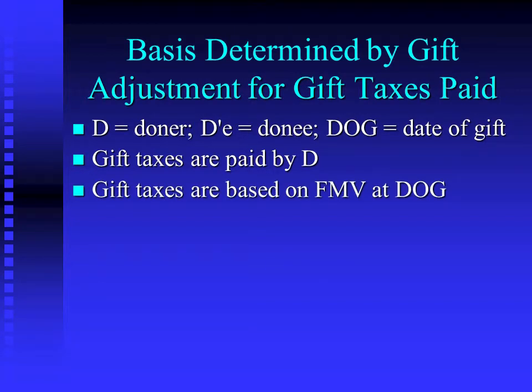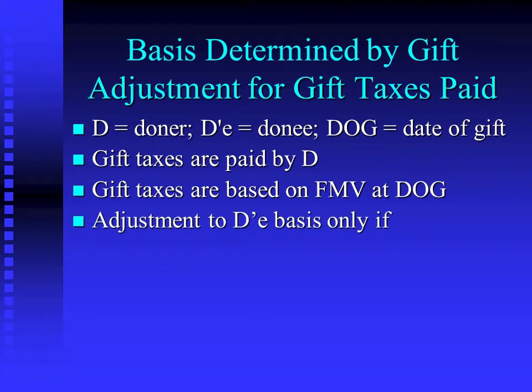So remember, gift taxes are always based on fair market value at date of gift. The gift tax rules don't ask you whether it's gone up in value or down in value. They simply say, what's its fair market value? How much have you given prior to this? Are you over your exclusion? If you're over your exclusion, you get to pay taxes on this gift. Give the government the money.